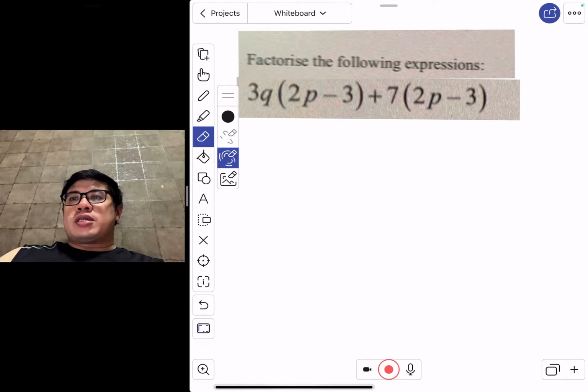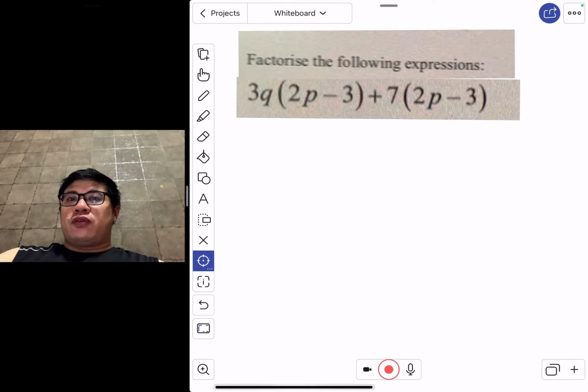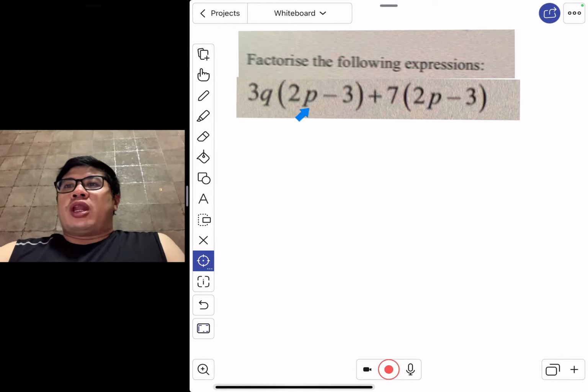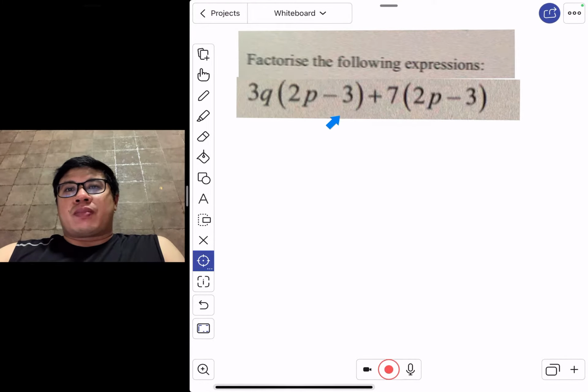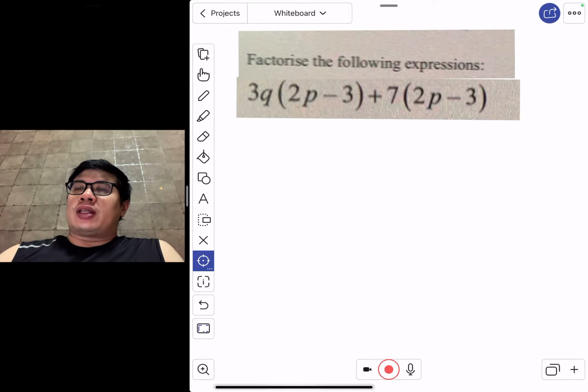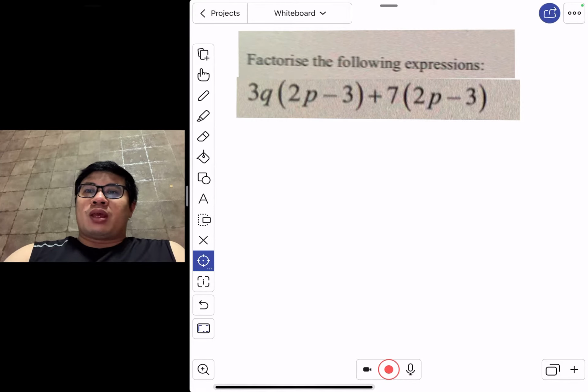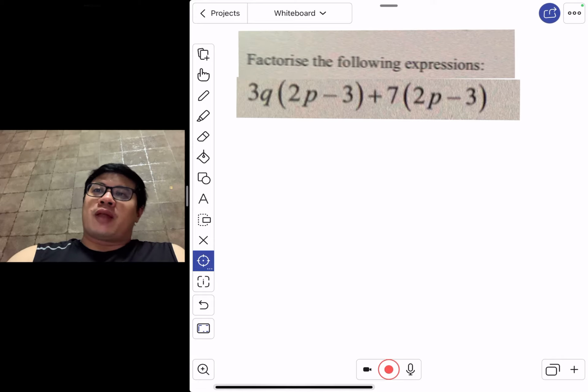So for this question, basically what we want to do is factorize the following expression. If you take a look at this term, this is Chapter 1, so you are looking at taking out a common factor, which is to find the HCF between both terms and bring it outside the bracket. That essentially is what factorization is all about.